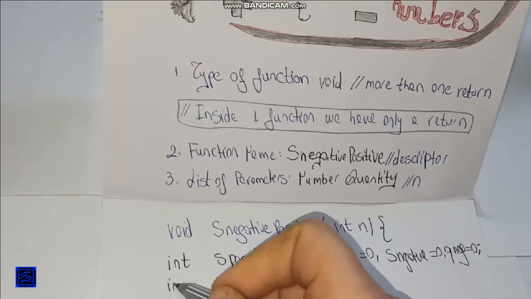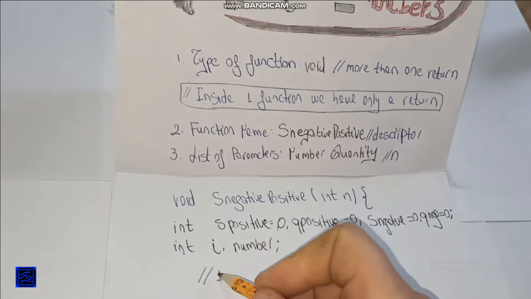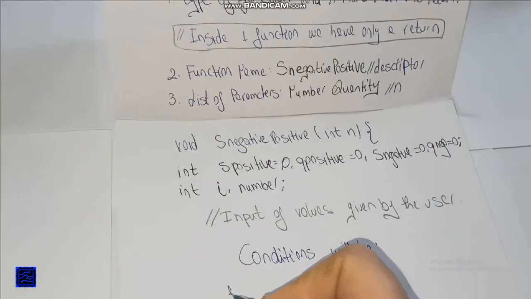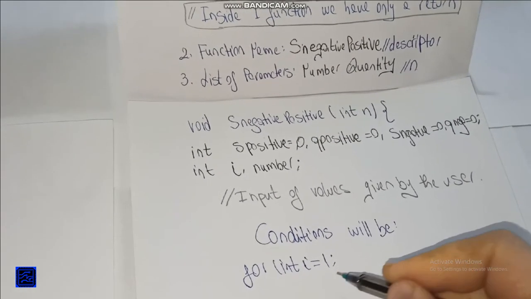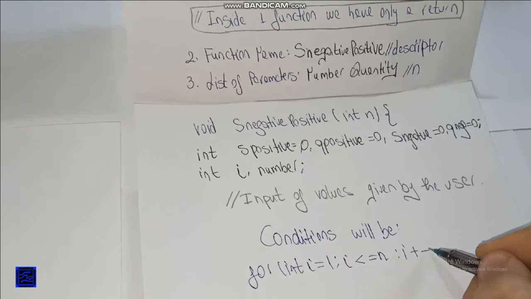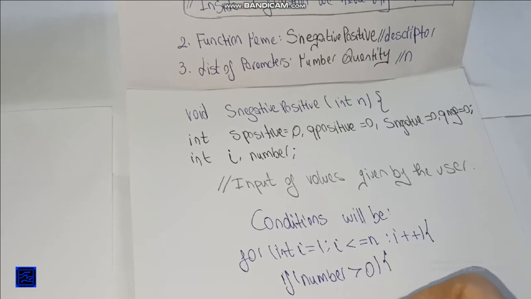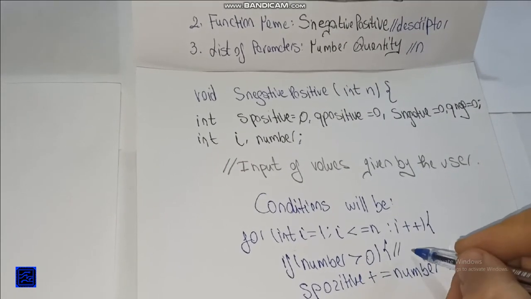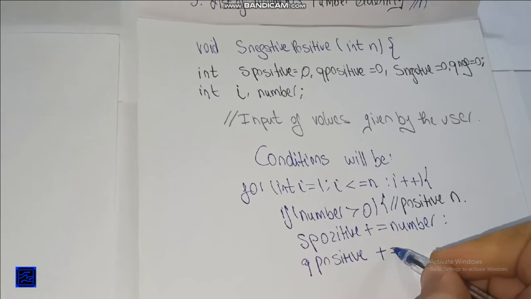Continuing, integer I, number of that place will be input of values given by the user. Conditions will be for integer I equal 1, you can write without integer, I is lower equal than n, I plus plus. If number is higher than 0, sum positive plus equal number. If number is higher than 0, we have a positive number. And also quantity positive plus equal 1.